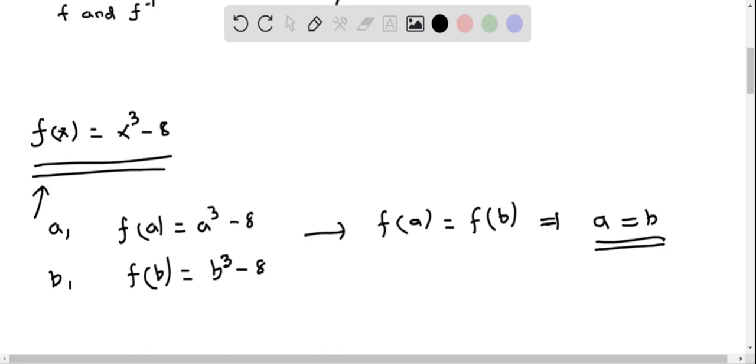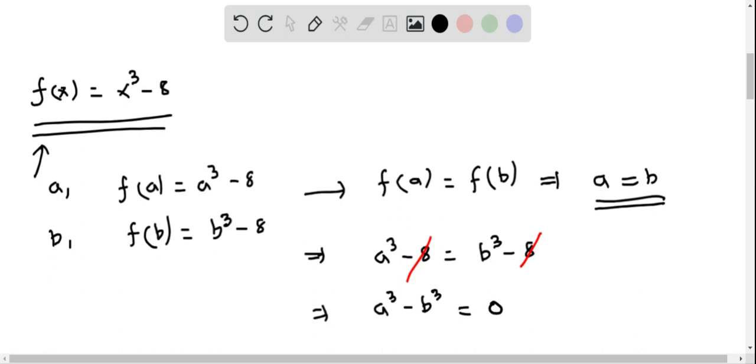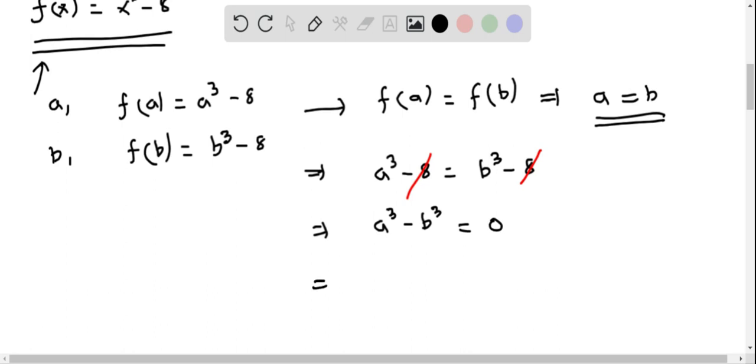So this says that the function is one-to-one. Let's check that. We now let f of a equal to f of b. When we do that, we get a cubed minus 8 equal to b cubed minus 8. Now we can cancel the negative 8 on both sides. Then I subtract b cubed from both sides, so I get a cubed minus b cubed equal to 0. If I simplify this using the algebraic identity, I get a minus b times a squared plus ab plus b squared equal to 0.